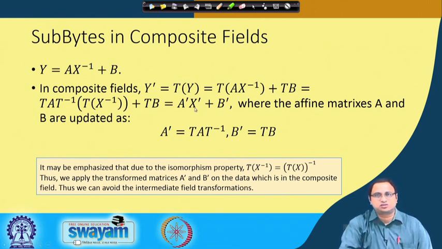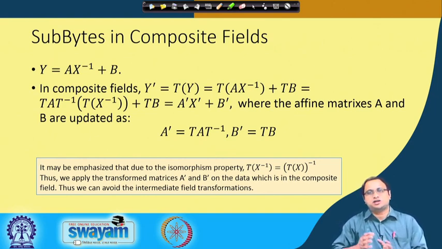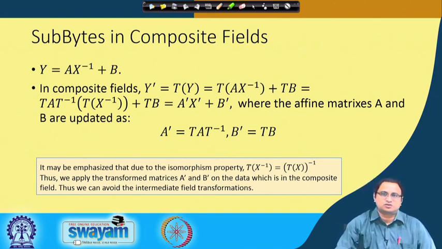That means x dash is in the composite field, and A dash and B dash also have been adjusted to do the transformation in the composite field without requiring this transformation from GF to the power of 8 to GF to the power of 4 square and vice versa at every step. So, that is why you now have a consolidated sub bytes, where this entire sub bytes has been expressed in composite fields. So, that will reduce your overheads incurred due to field transformations.